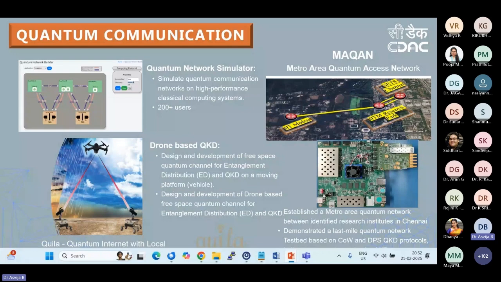And CDAC is also working on building aerial QKD systems or free space QKD systems involving moving targets as well, including drone-based systems.